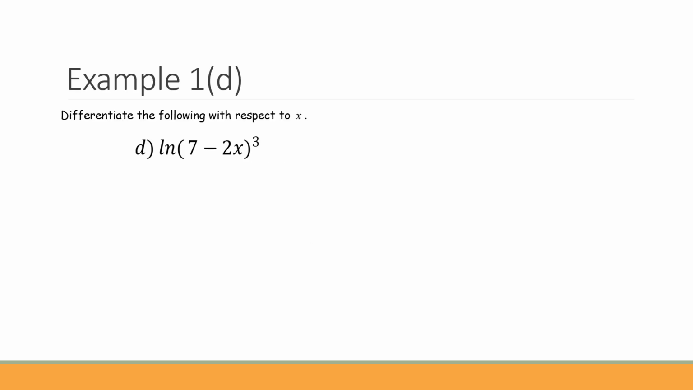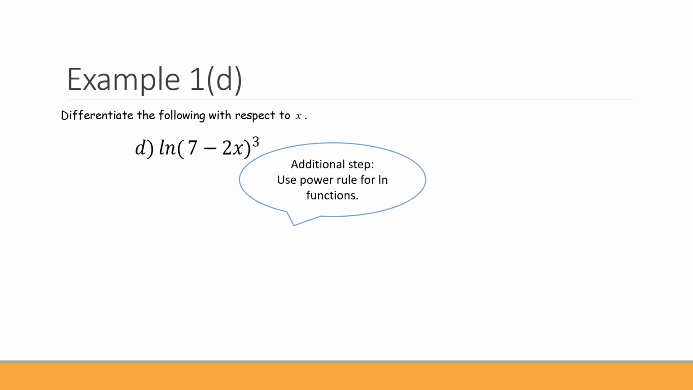Okay, moving on. This one will have an additional step, which will make it easier. You will have to use the power rule, because of the cube there. When we use the power rule, the power 3 moves to the front, which gives us 3 times ln of 7 minus 2x. Now the 3 there is just like a number, so it's a constant. All we have to do is multiply them.